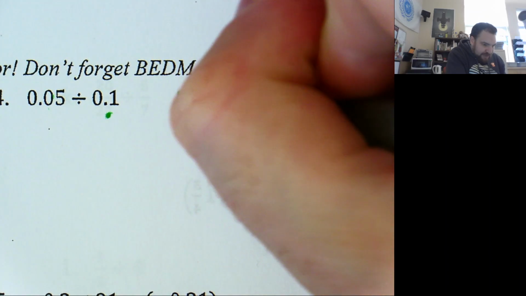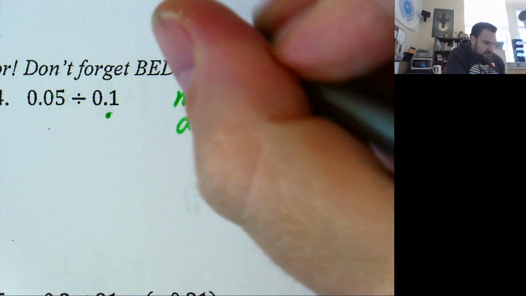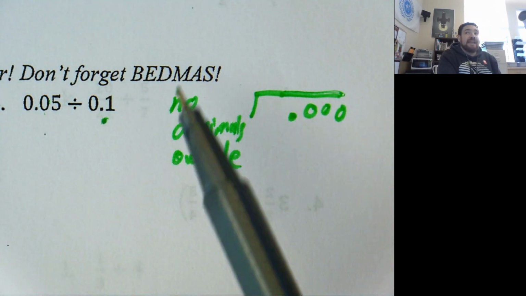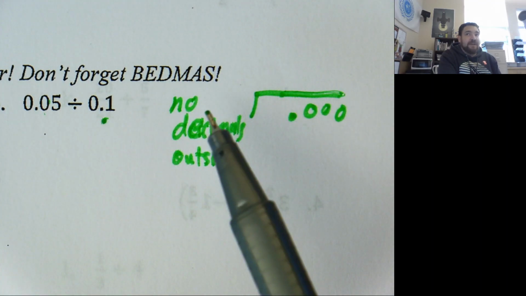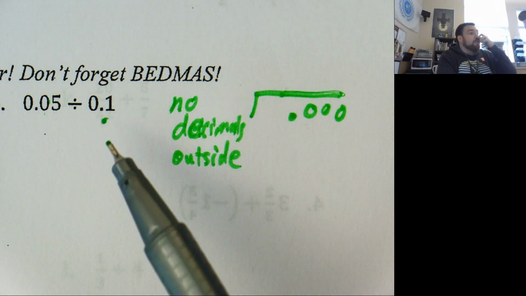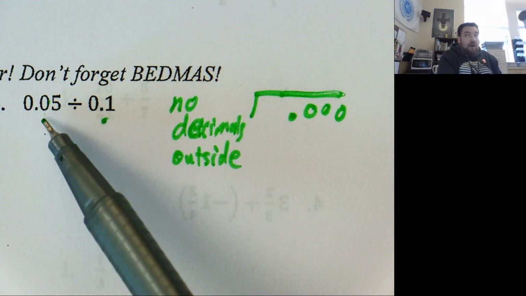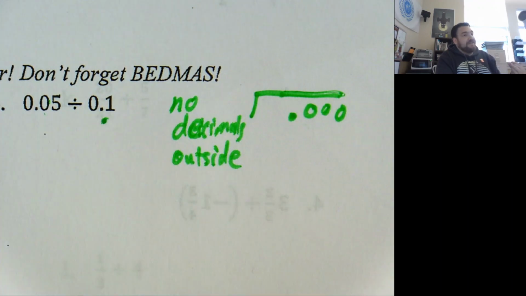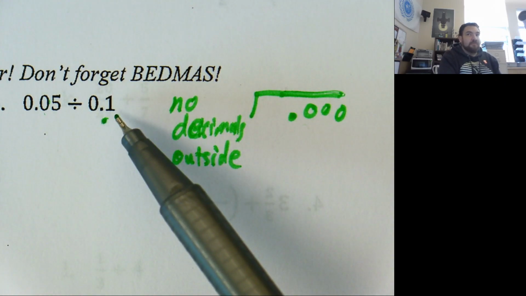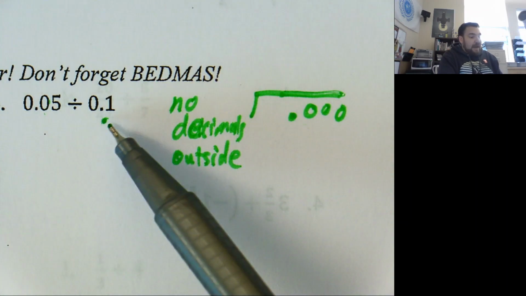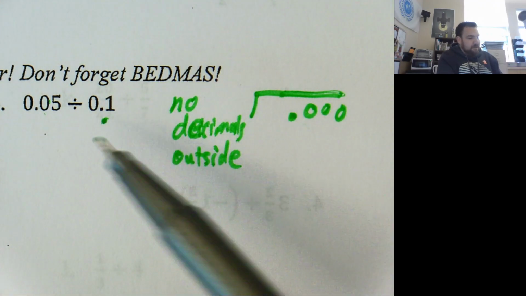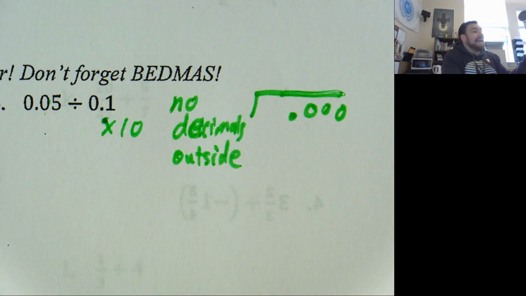No decimals outside. This is what we're trying to avoid. And the number that ends up on the outside of a long division statement is the thing that we're dividing by right here. So we don't actually have to get rid of all of the decimal places everywhere. We just have to get rid of the decimal places in the divisor, the thing that we're dividing by. So to do that, what am I going to multiply 0.1 by? 10, because I'm going to move the decimal once. So I'm going to multiply this guy by 10, and whatever I do to one, I have to do to the other.